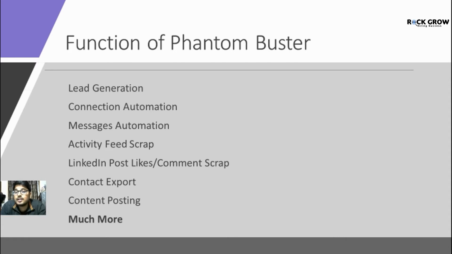This is the tool that we're going to use today, Phantom Buster, which is going to do everything for us, be it lead generation, automation or activity feed scraping. You want to scrape anyone's activity feed, you want to scrape if there is a like or comment on your competitor's post, you want to scrape each and every profile that has liked or commented on their content. Everything on LinkedIn can be automated and scraped using this tool, Phantom Buster. Let's see how to do this.